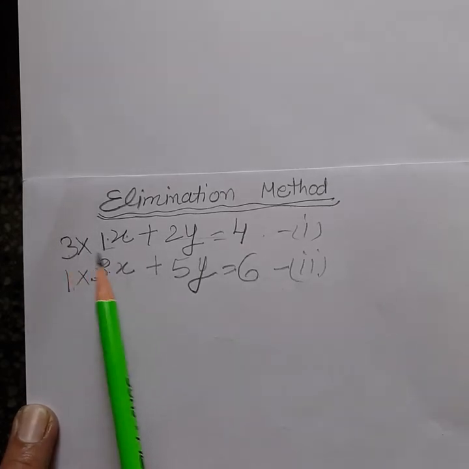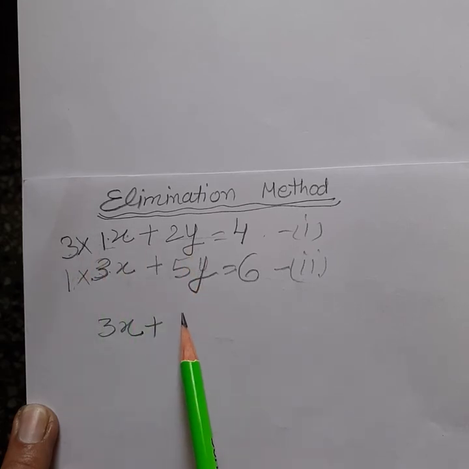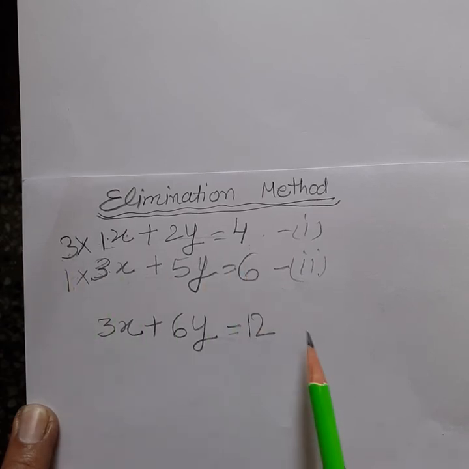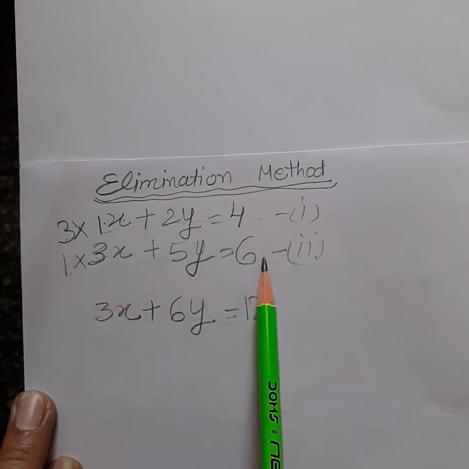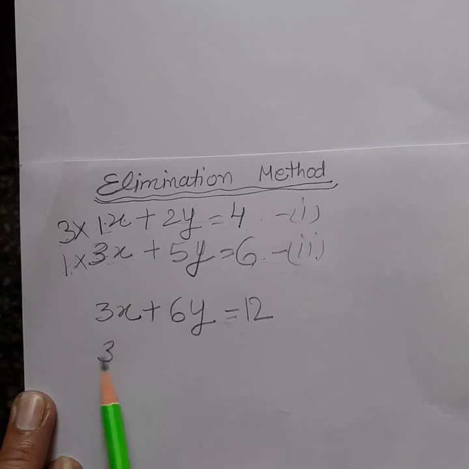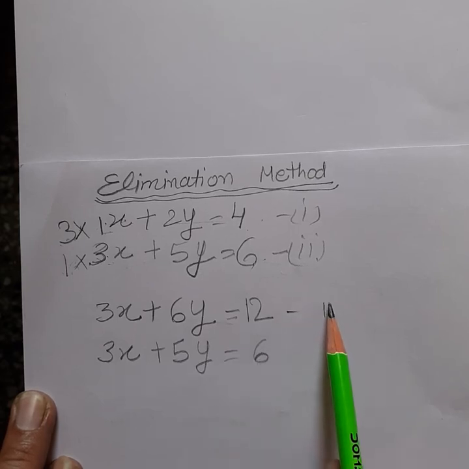Okay, now we get 3 into 1 is equal to 3x, and 3 multiplied by 2 we get 6y, and 3 multiplied by 4 we get 12. Okay, now in the second equation when we multiply 1 by all the terms, then we get the terms as they are, and we get 3x plus 5y is equal to 6. Again we can write it as your third equation, and this one is your fourth equation.